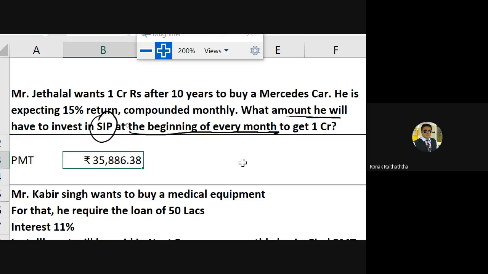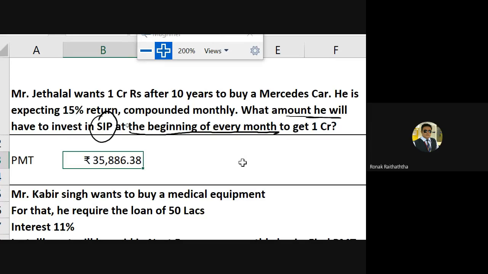You will have to invest 35,886 in every month so that you get 1 crore of rupees in 10 years from this investment. And your required rate of return is also very moderate, 15%, which can be got. Absolutely no worries about that. Now Jethalal says to me, Mr. Ronak, I cannot pay anything more than 30,000 rupees. Suggest me a plan in which there is more return. Instead of 15, I should get some other return so that I will have to invest less.